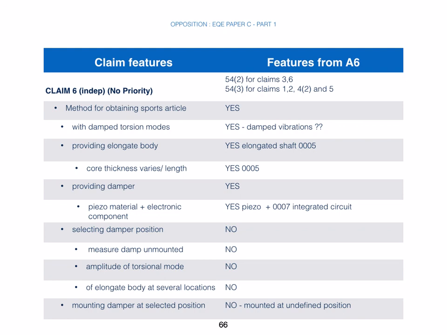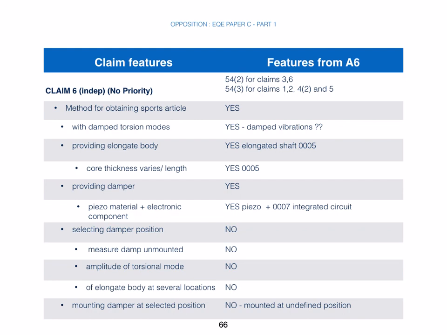Selecting damper position, no. Measuring the damper unmounted, no. Measuring the amplitude of torsional mode of elongate body at several locations, no. And mounting the damper at selected position, no. So claim 6 is clearly novel over Annex 6.